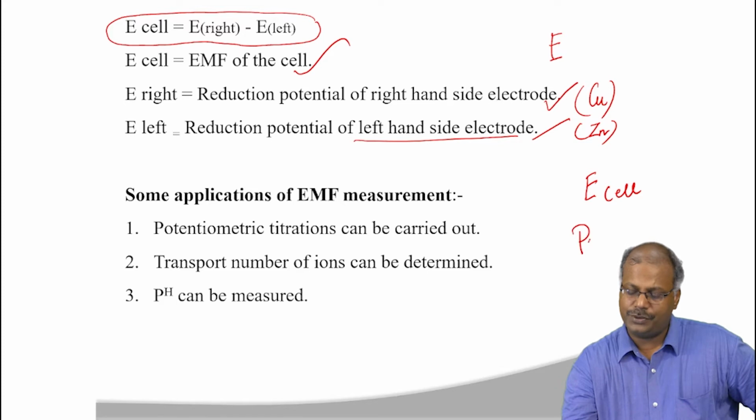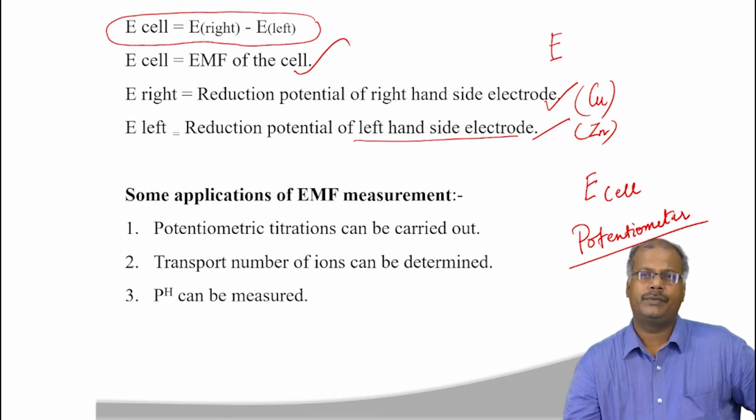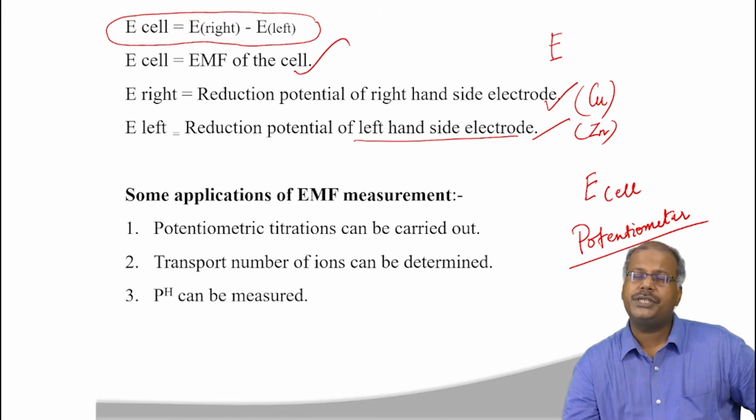This is used to measure EMF of the cell. Normally in the lab we use a potentiometer. If you construct a cell with anode, cathode and electrolyte, and then connect it to a potentiometer, it will give the potential difference, in the form of E cell, the EMF of the cell.